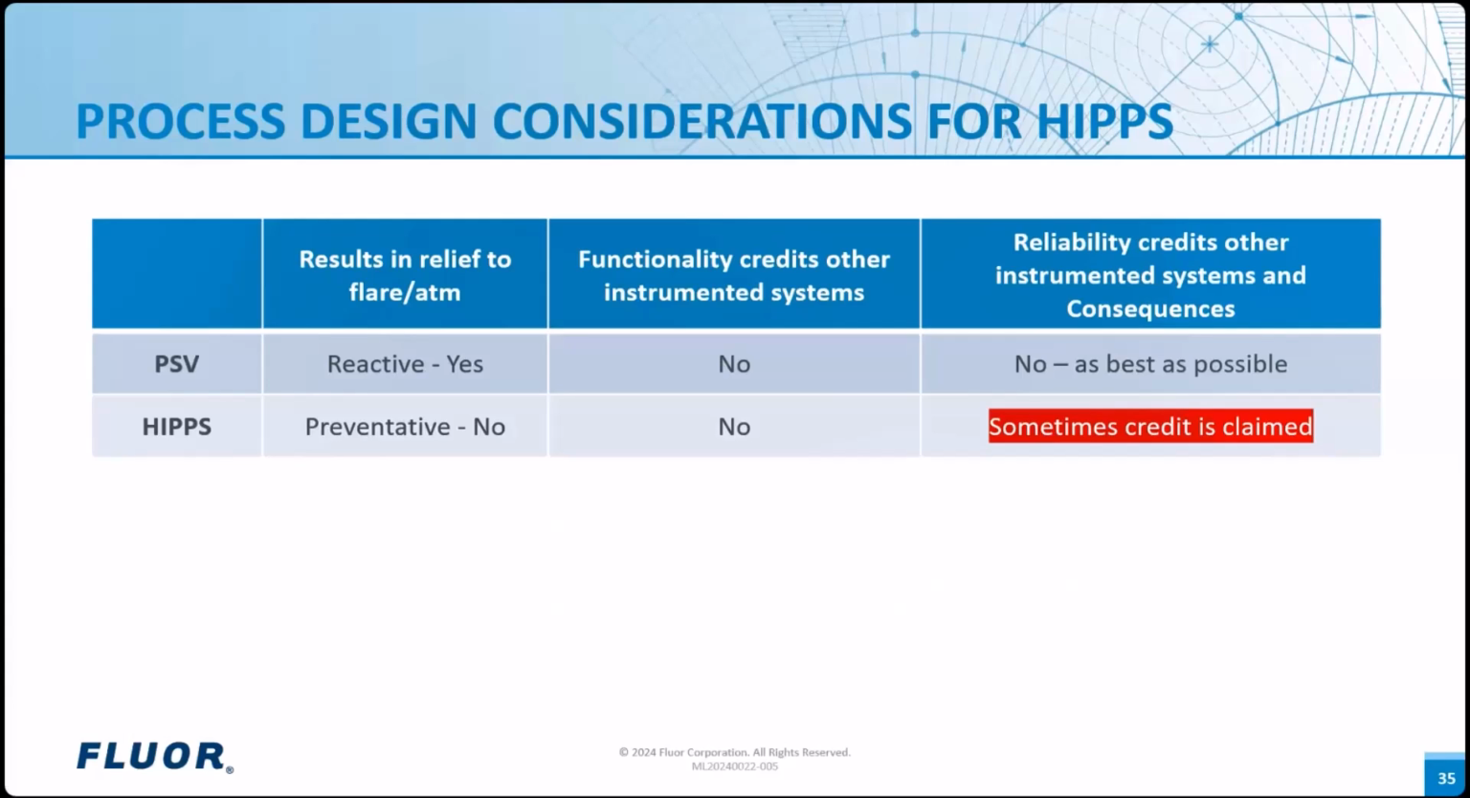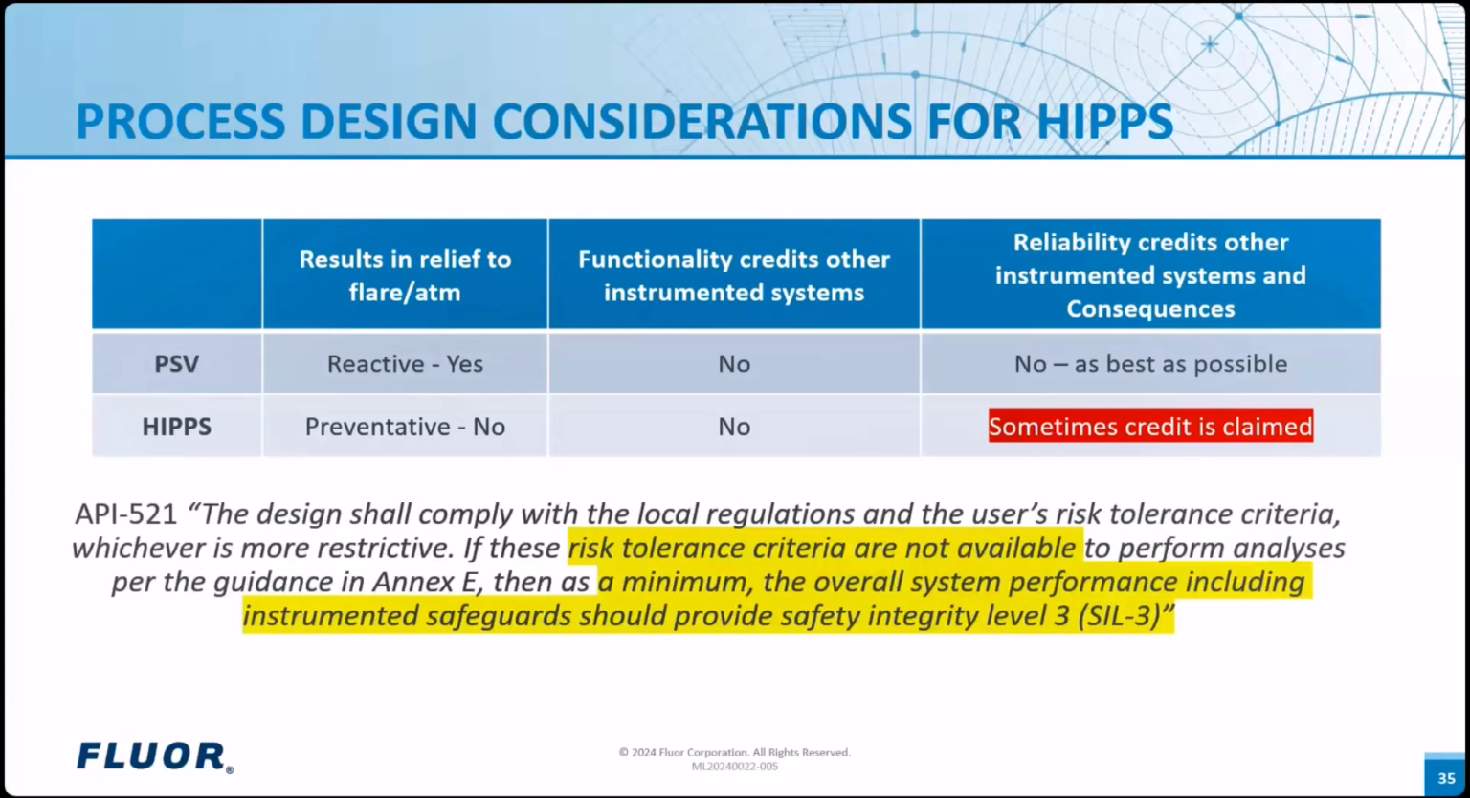ASME B31.3 does not specify a minimum SIL rating for the HIPPS. In some cases, the local jurisdiction does not provide any specific guidance on a required minimum HIPPS SIL level. The guidance provided in API 521 is informative. It is also worth noting the use of the word risk, which suggests the consequences can be considered.